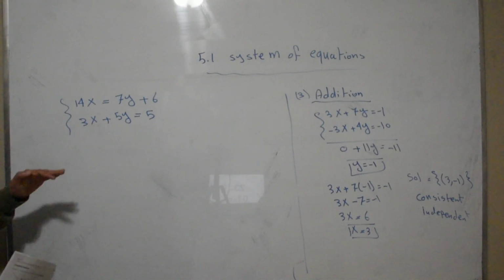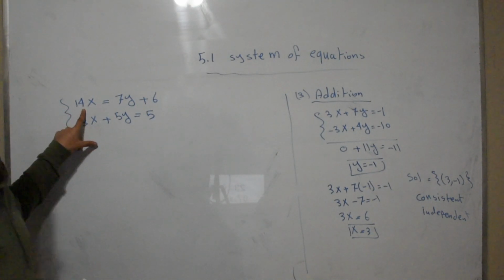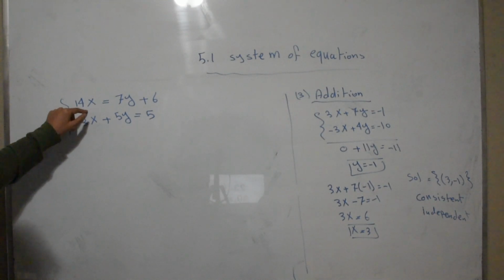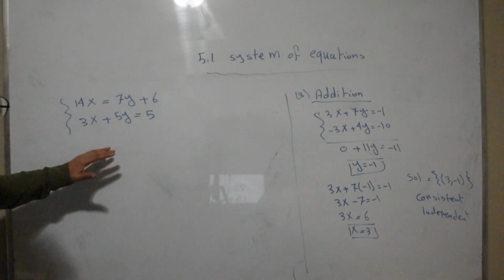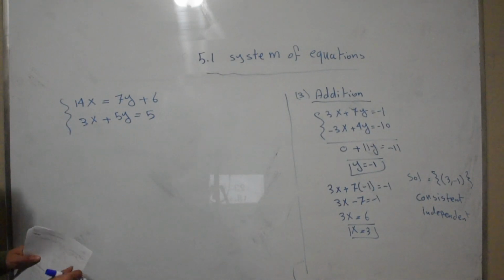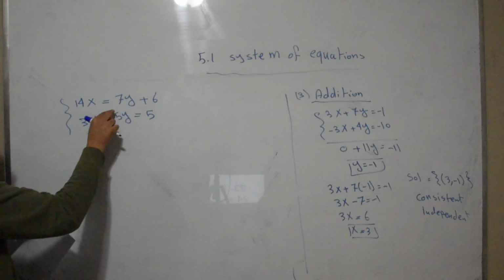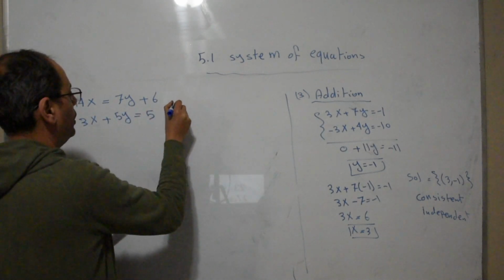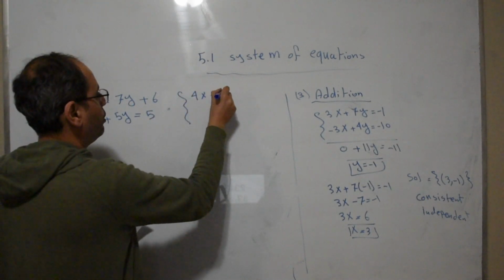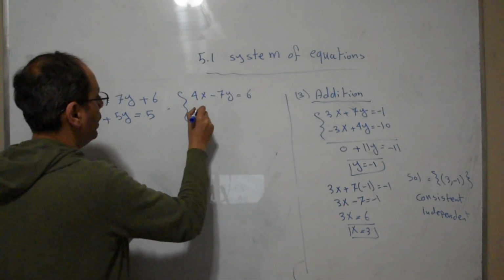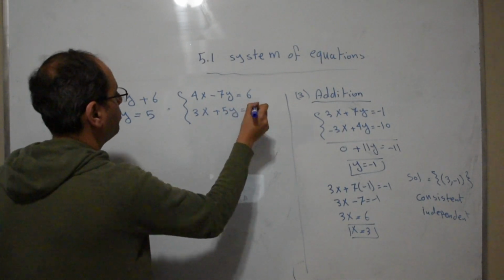Alright, so of course there is a way to use the substitution here, but you're going to go for the idea of fraction, because I have to divide by 14. I do not recommend that. So let's use the addition method. I have to put x and y on one side and the number on the other side. So I'm going to reform the first equation. I'm going to subtract 7y. I have 4x minus 7y equals 6. And here I have 3x plus 5y equals 5.